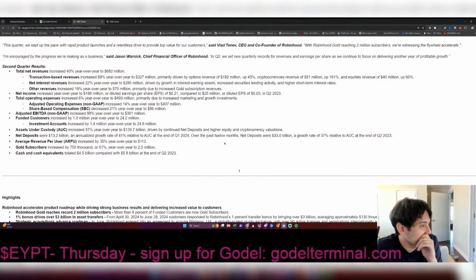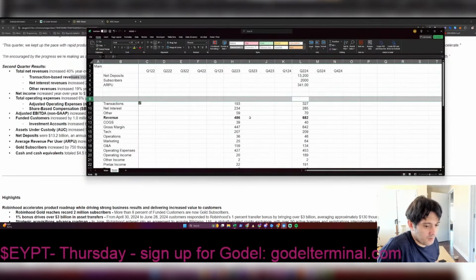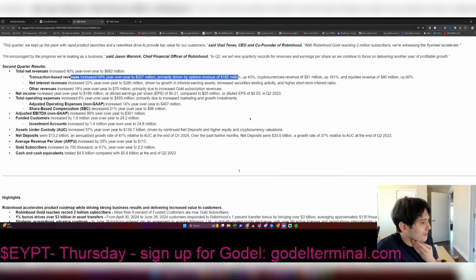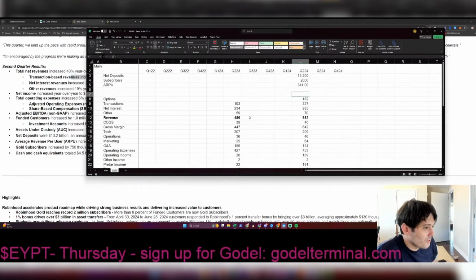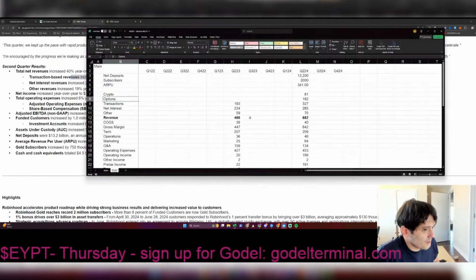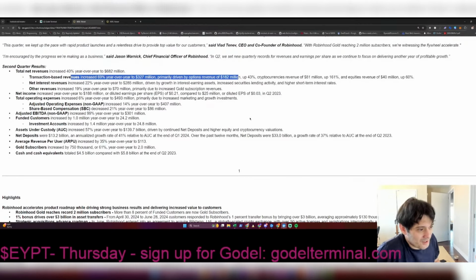All right, enough jokes. Options. So they actually break down transaction revenue, which is super cool. It's not illegal to click. Crypto has become a decent part of their business. It's unbelievable. Equities is like nothing. It's all options and crypto.